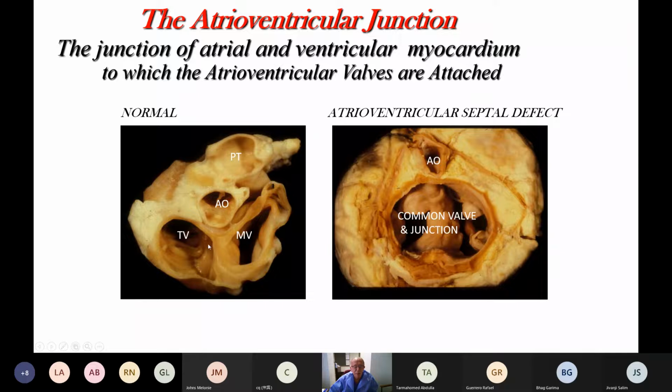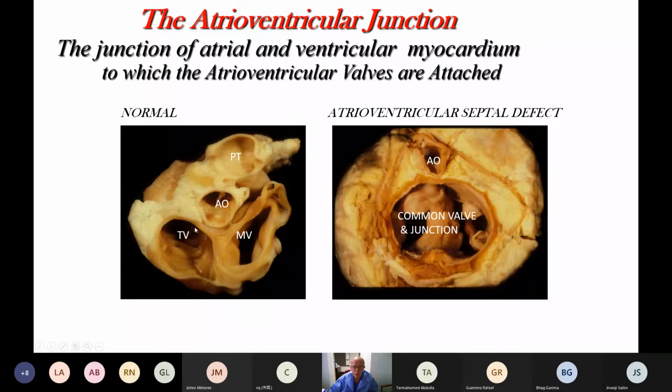atrioventricular septum. So the tricuspid and mitral annulus, or junctions, are contiguous at this point where there is the muscular atrioventricular septum. So that in an AV septal defect, the atrioventricular junction is completely different from the normal heart.